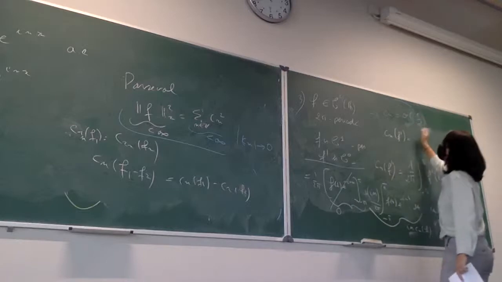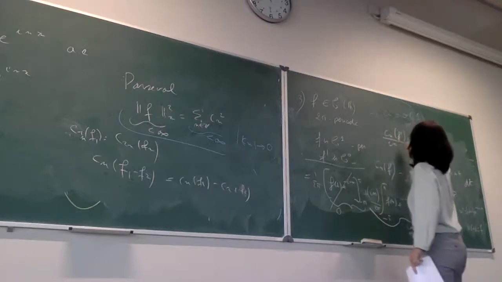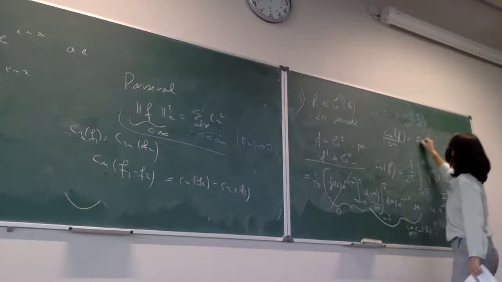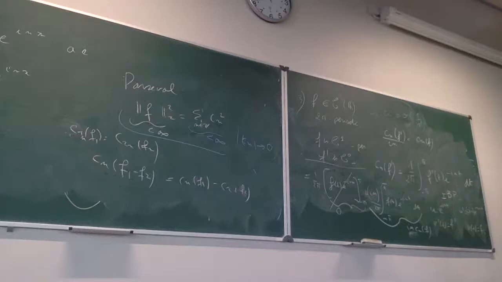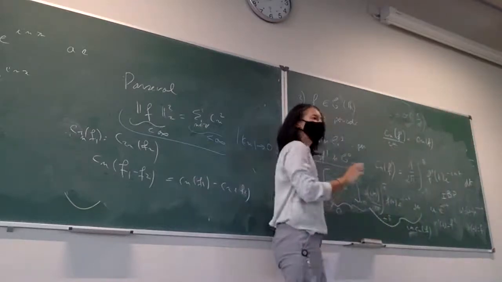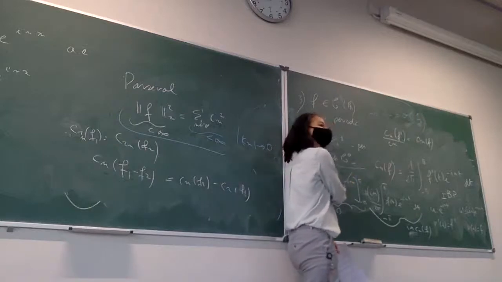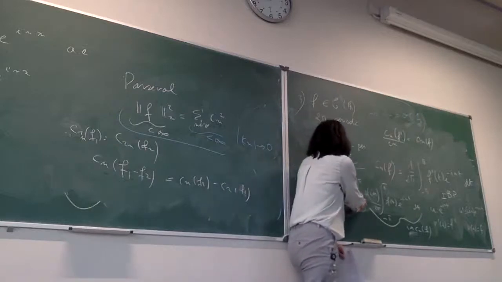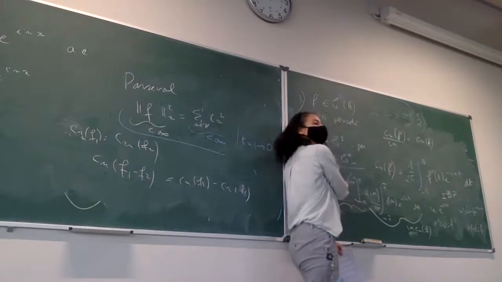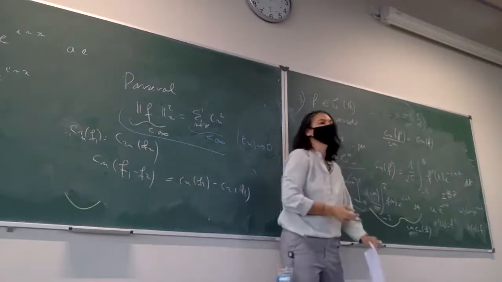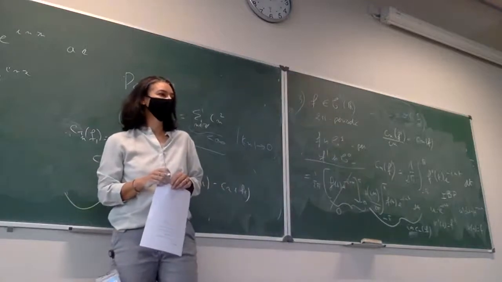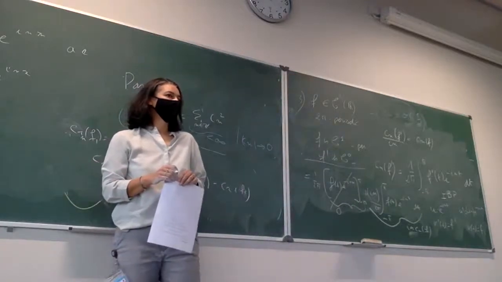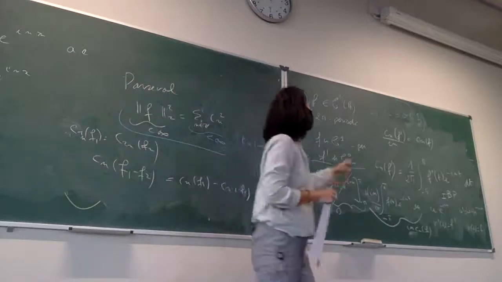Or if I write it the other way around, 1 over i n Cn of f prime is equal to Cn of f. The boundary term is equal to 0 because f is periodic and continuous. That means the value at negative pi and the value at pi of f is the same one, and same thing for the exponential. So this is the relation that I get.